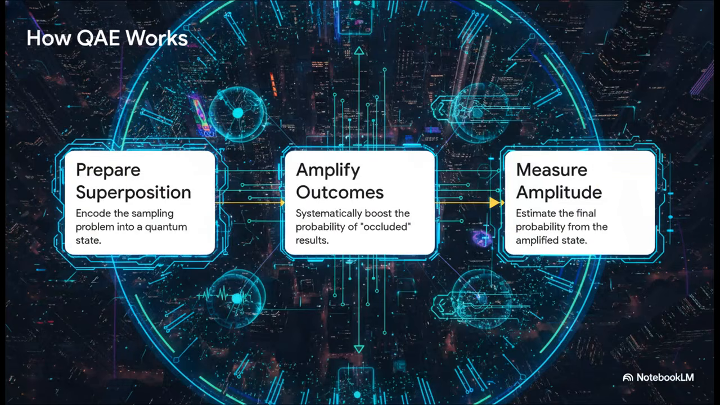So how does it actually work? Well, it's kind of like a three-step dance. First, you have to take your classical data, in this case from the game's depth buffer, and encode it into a quantum state. Then you apply this special operator, which is a lot like the one in Grover's famous search algorithm, and what it does is it systematically boosts the probability of the answers you're actually looking for, the occluded pixels. And finally, you just measure the state to get your result.